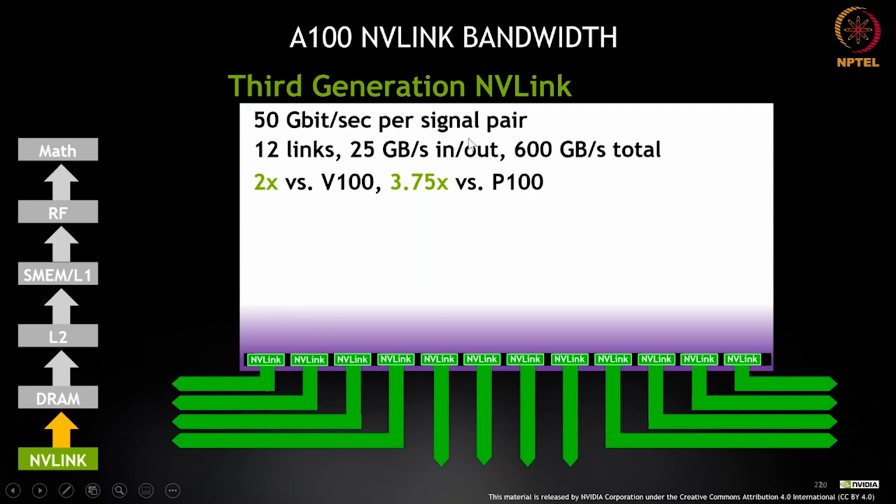And you can see here that you get up to 50 gigabit per second per signal pair. So you have different numbers of signals, and you get up to 50 gigabit per second per signal pair, and you have 12 of them, right? So if you divide it by 2, because you can do both in and out in parallel, you basically have 12 links which can run at in and out speed of 25 gigabytes per second. A total amount which comes to 600 gigabytes per second, which is twice more than the previous generation, which was V100.